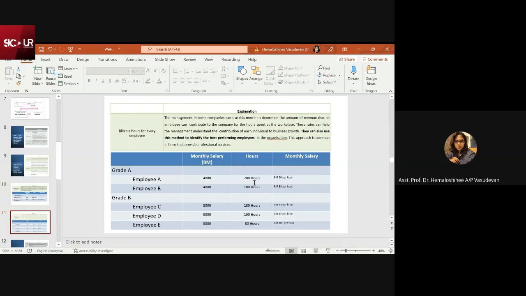If you look here, grade A, employee A, the hours are 200 hours, compared to under 80 hours, under 90 hours, 80 hours. The employees work 200 hours with the low salary of 4,000. So what do you want to justify about employee A? Any of you can tell me?